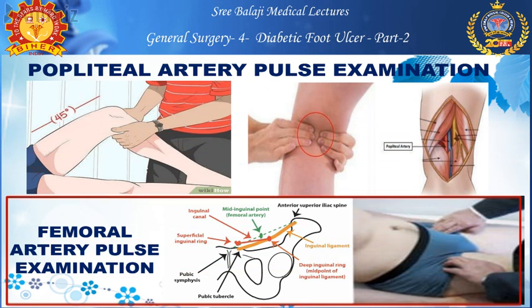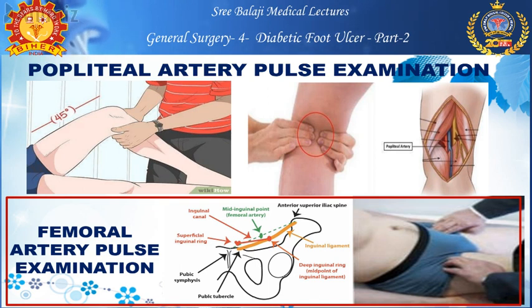Femoral artery pulse is palpated by identifying the midpoint of the inguinal ligament, that is from the anterior superior iliac spine to the pubic tubercle. So the midpoint of the inguinal ligament corresponds to the femoral artery. Both the femoral artery pulses should be palpated together as shown in this image.